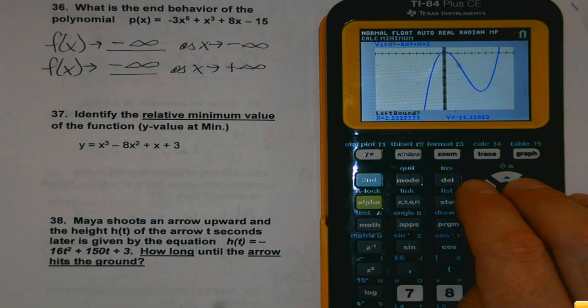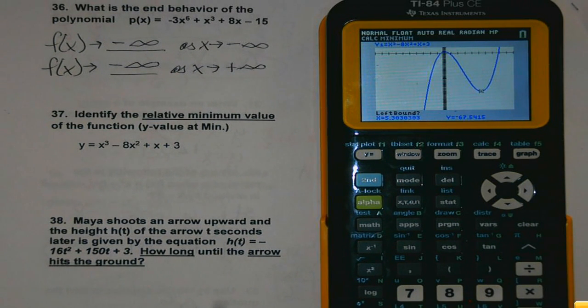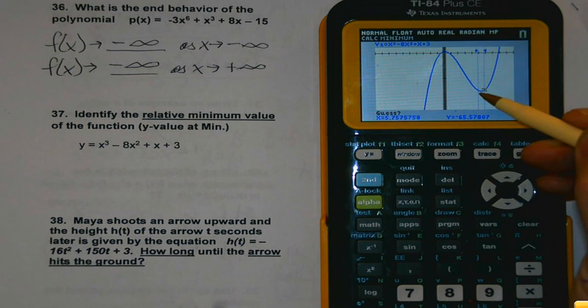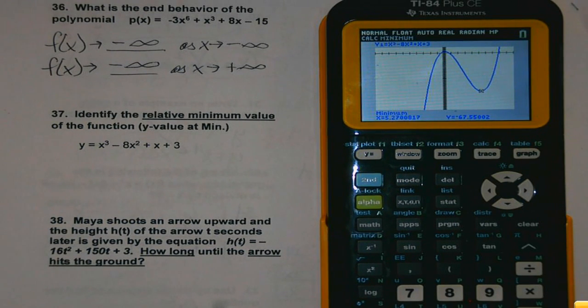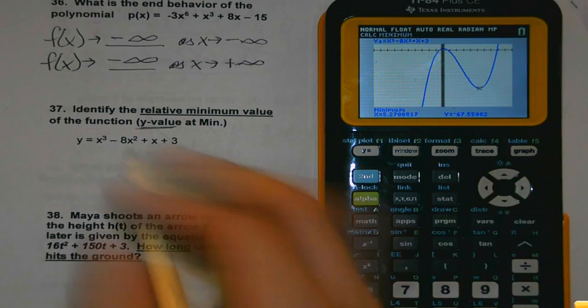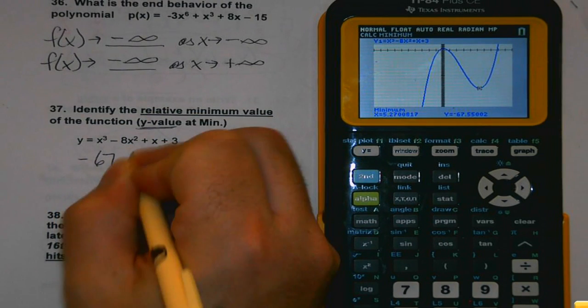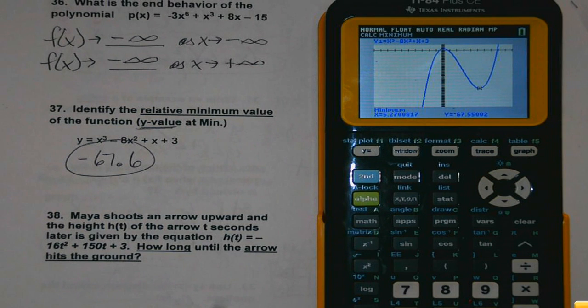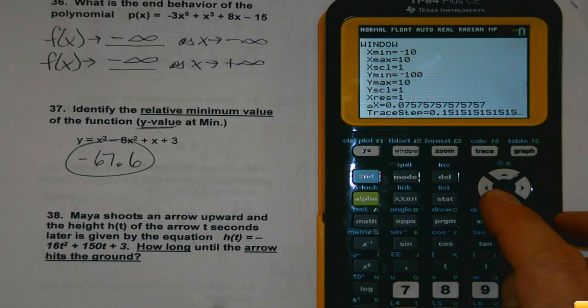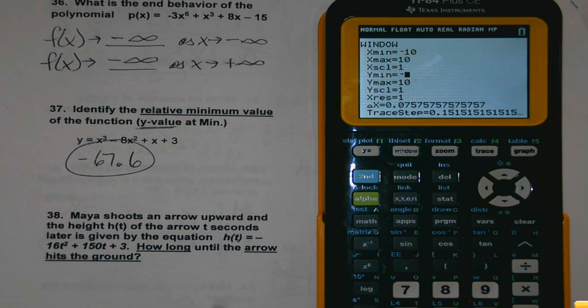So I want to get my cursor as close to the bottom here as I can. Once I get it there, 1, 2, 3 to the left, enter. 1, 2, 3, 5, 6, enter. And I'm trapping that minimum in. Boom. Y value we're being asked for: negative 67.6. That's my relative minimum. But again, it's not terrible to mess with a value on your window if you have to. And once we mess with it, we always put it back.